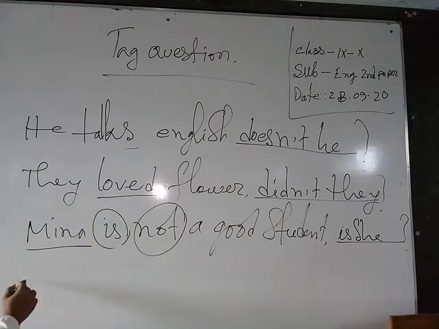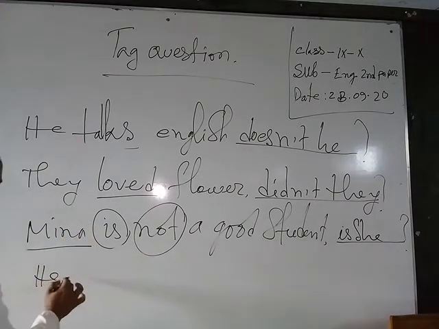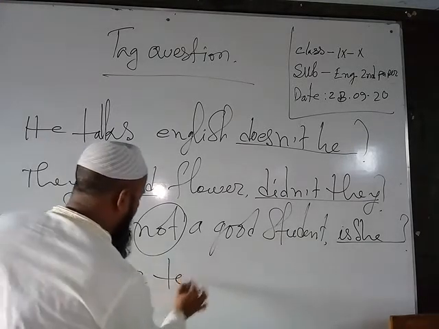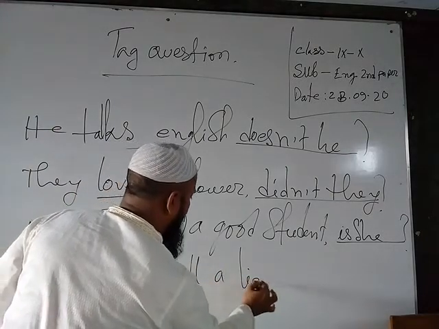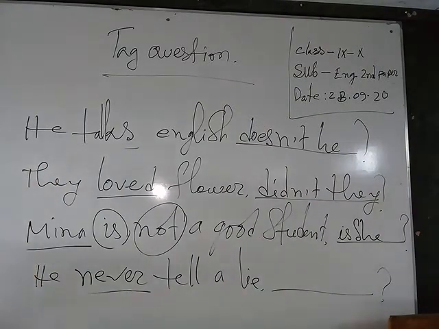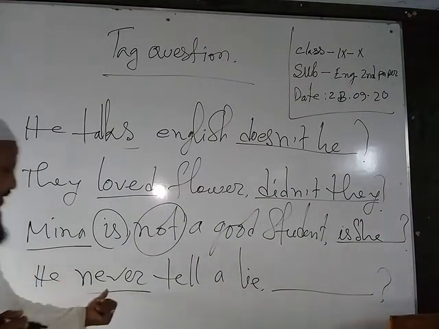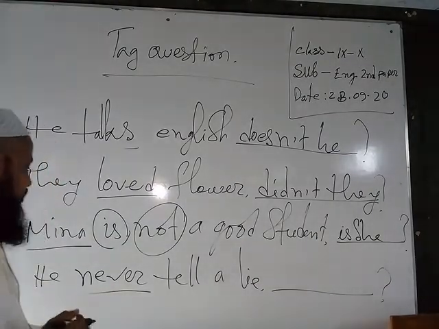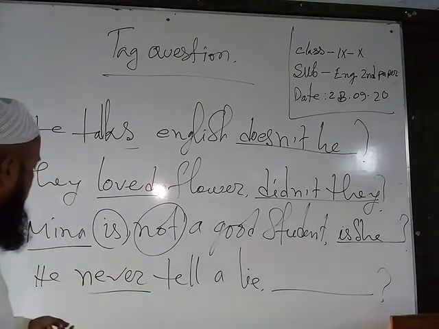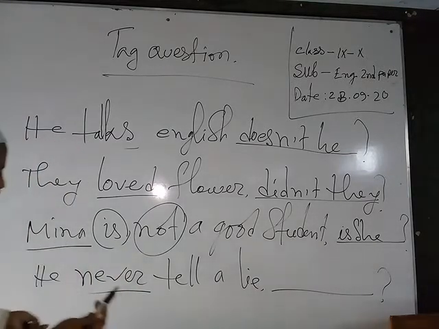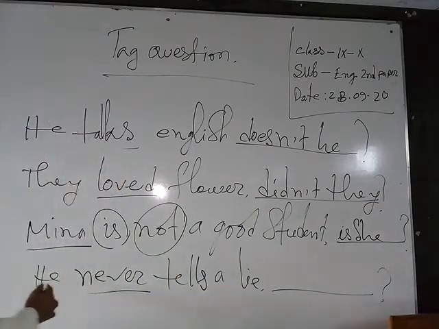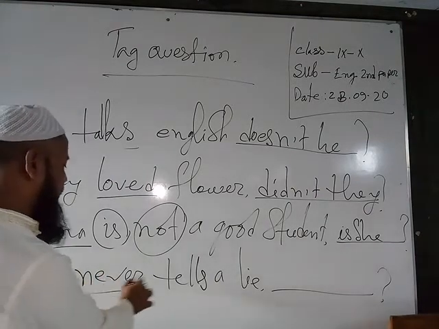Another negative sentence is, he never tells a lie. It's a negative sentence. Here, if a sentence has never, it's definitely a negative sentence. Never is a negative word. So if the sentence has a negative word, we don't use it. Just we use the verb here. He never tells a lie.